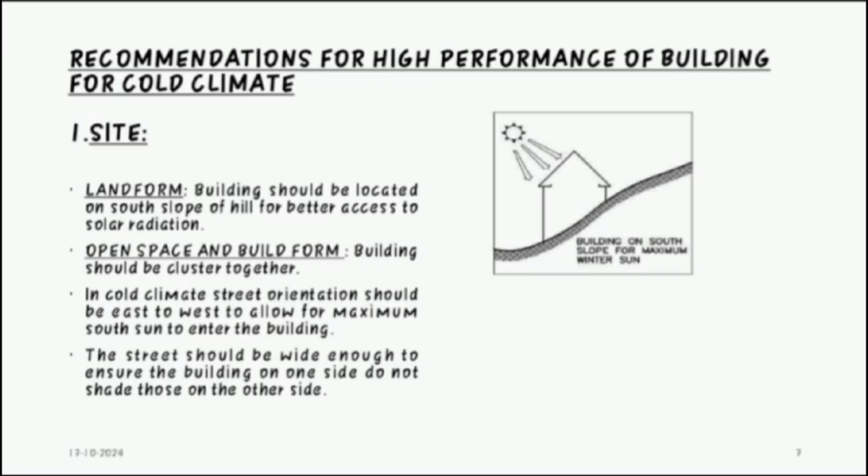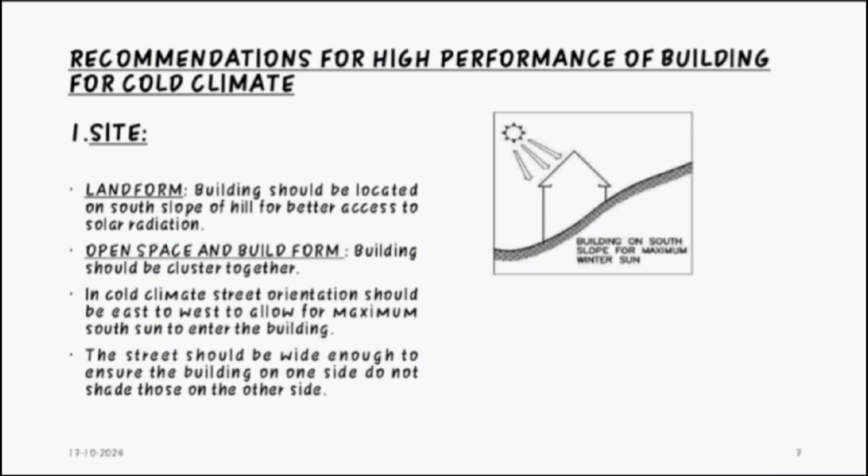Now recommendation for high performance of building for cold climate. First one is site. Landform building should be located on the south slope of hill for better access to solar radiation. And second one is open space and building form. Building should be clustered together, and in cold climate street orientation should be east to west to allow the maximum south sun to enter the building.